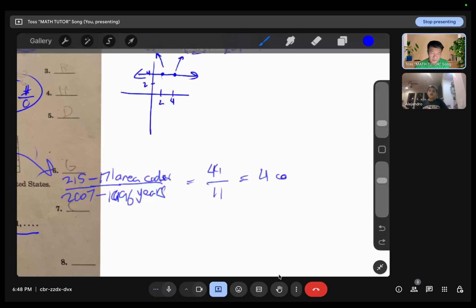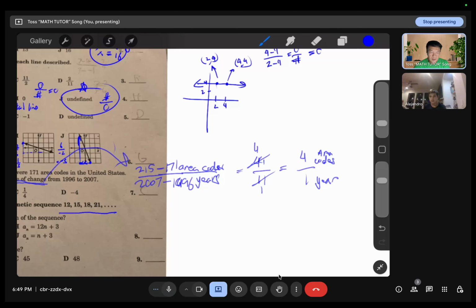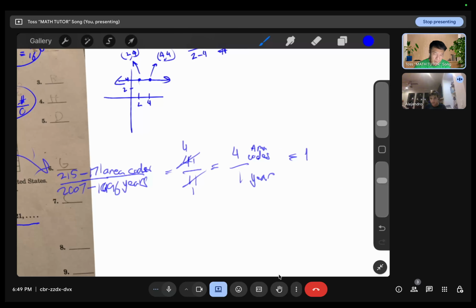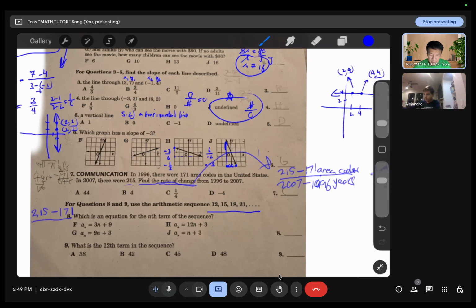If you reduce it, do you want to see it? Sure you understand this? If you reduce this, 11 can go into 44 4 times, itself 1 time. Therefore, it's 1 on the bottom now. Therefore, it's year. The top is the 4 area codes. There it is. This is the answer. Area codes on top. So in the end, it's 4 codes per year. Okay, so it's going to be B, okay?